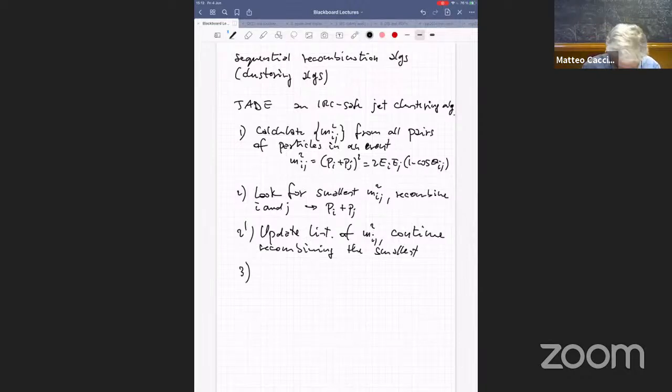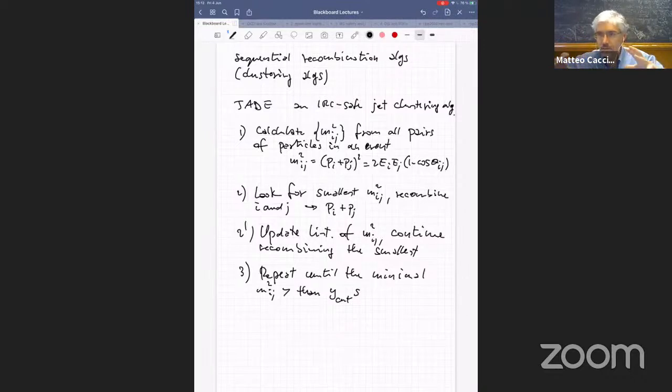And then 3, you repeat until this minimal Mij is larger than some parameter y cut times the center of mass energy squared. So when the invariant mass of the two particles that you are trying to recombine is too large, that typically means that the jet is actually getting too broad, you stop and you say, okay, this is not a jet anymore. The idea is that you're still looking for something fairly collimated. Something fairly collimated tends to have smallish invariant masses. I say smallish because it still depends on the momentum, but that's the idea.